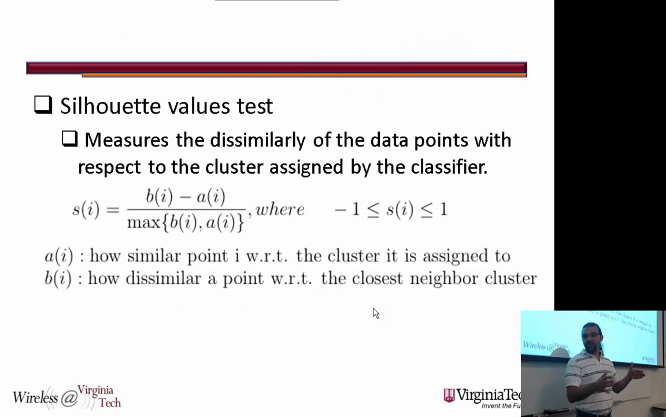In a similar way, the silhouette values test works like this, and people who are more familiar with the k-means algorithm know more about silhouette values. It basically measures how similar each data point is to the cluster it's already assigned to, versus how dissimilar it is compared to the closest neighbor cluster. It gives you a value between -1 and 1, and if the value is negative, it's an indication that this data point should have been assigned to a different cluster.